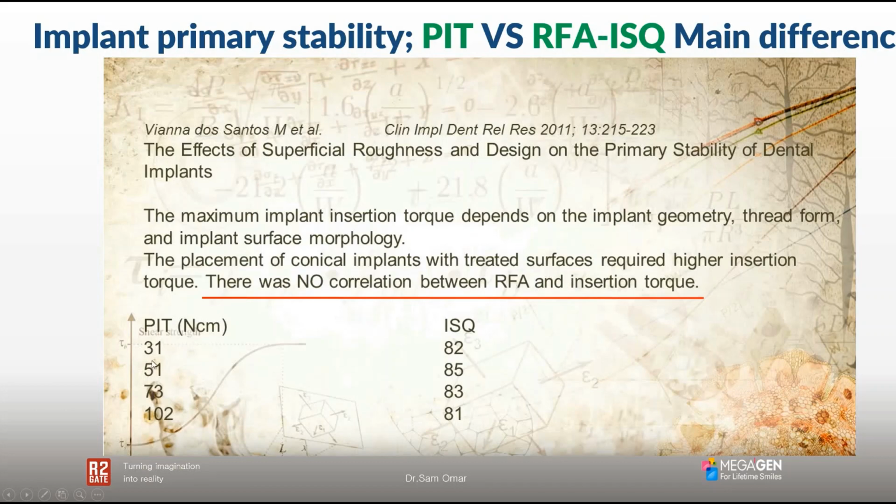Sometimes you might place the implant with 31 Newton centimeter and you'll get an ISQ of 82. In other cases, you might place an implant with 102 insertion torque, but you only get 81 ISQ. So basically, getting a high insertion torque does not necessarily mean that you'll get a high ISQ.